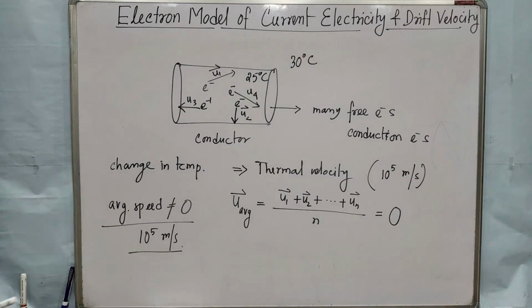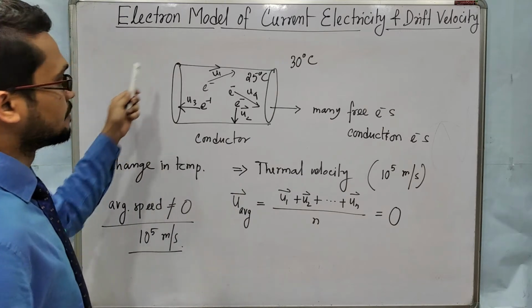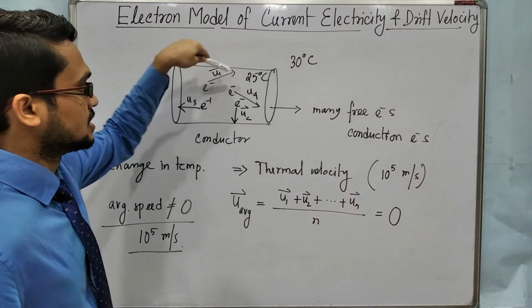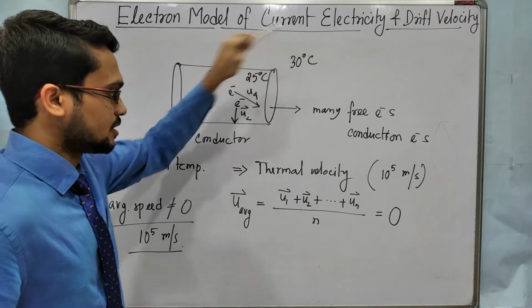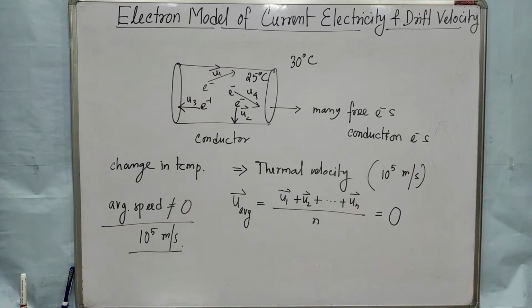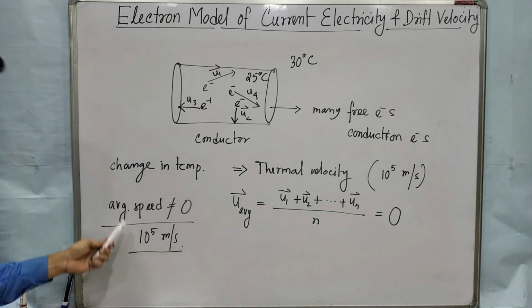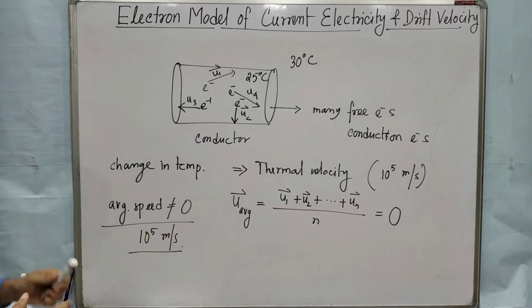Clear? So this average thermal velocity happens due to the temperature of this conductor, or you can say the temperature difference between this conductor and the surroundings. Okay. So average thermal velocity is 0, but average speed is not equal to 0, because speed is a scalar quantity. It cannot be 0.